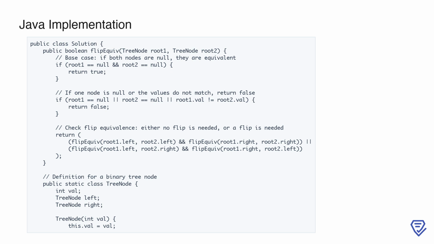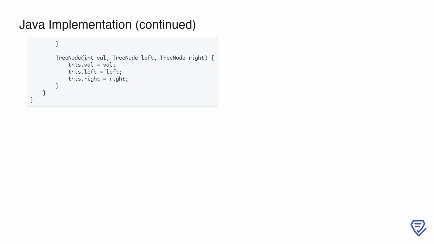Additionally, we define the TreeNode class used to represent the structure of each node in the binary tree. A node contains an integer value, val, and references to its left and right children, which are also TreeNode objects. The class includes two constructors. The first initializes a node with a value but no children, while the second allows us to directly specify both the value and its left and right child nodes. This design makes it easy to construct and manipulate binary trees while ensuring the nodes maintain the relationships required for the flip equivalence checks.